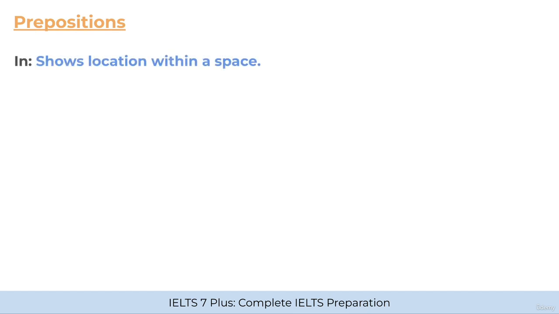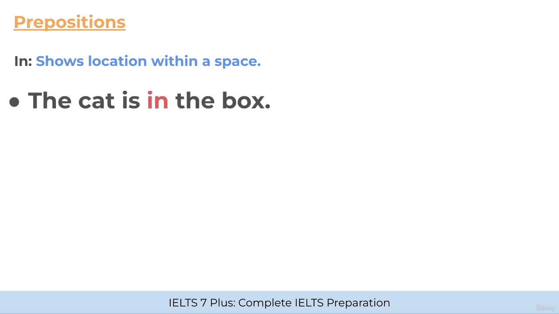So let's now look at the various different prepositions. These are very common ones that you might get, and we'll go through some examples. The first one today is in. In shows the location within a space. So a general example could be: the cat is in the box. And you can imagine a box and the cat being inside, if you like.